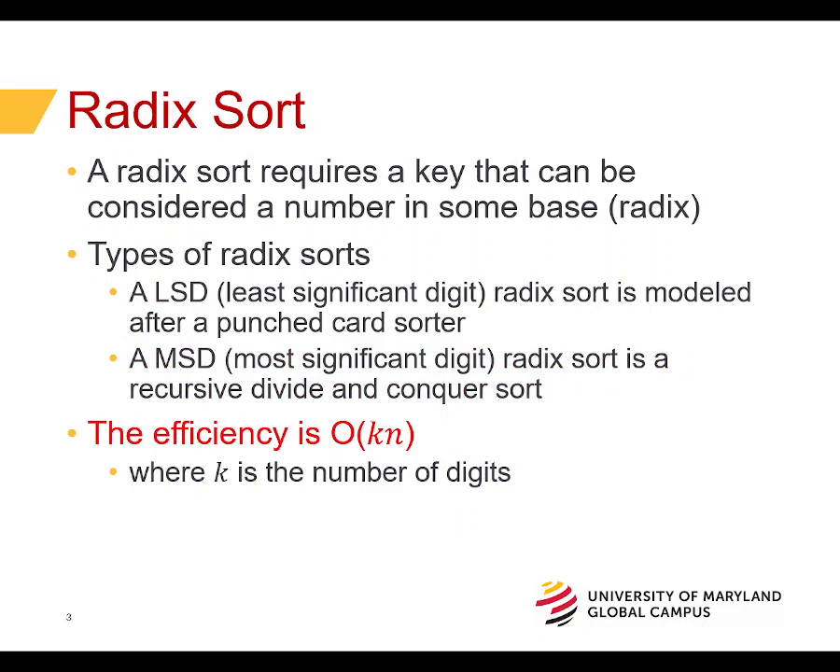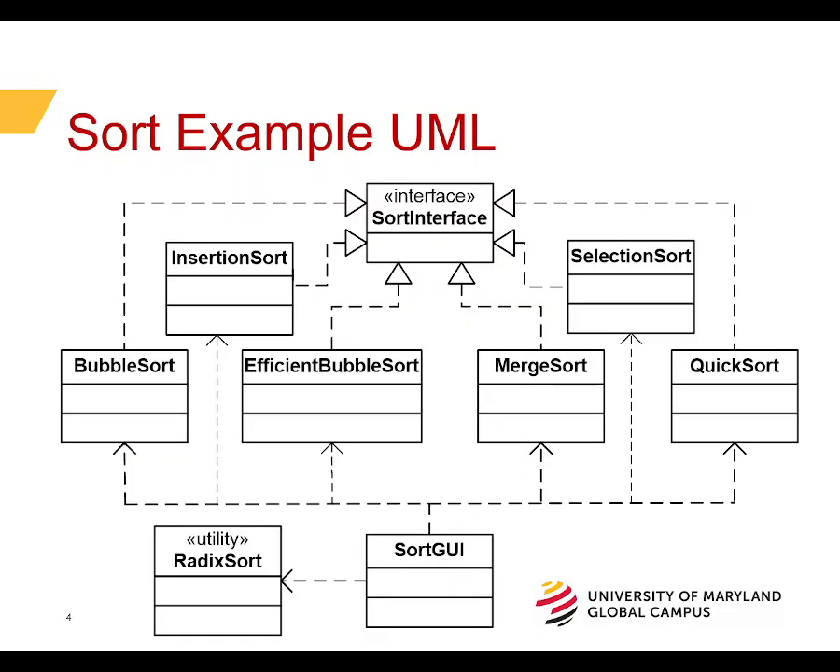In both cases, the efficiency is the same, O of kn, where k is the number of digits in the key. If k is much smaller than n, which would generally be true, this is a linear sort.